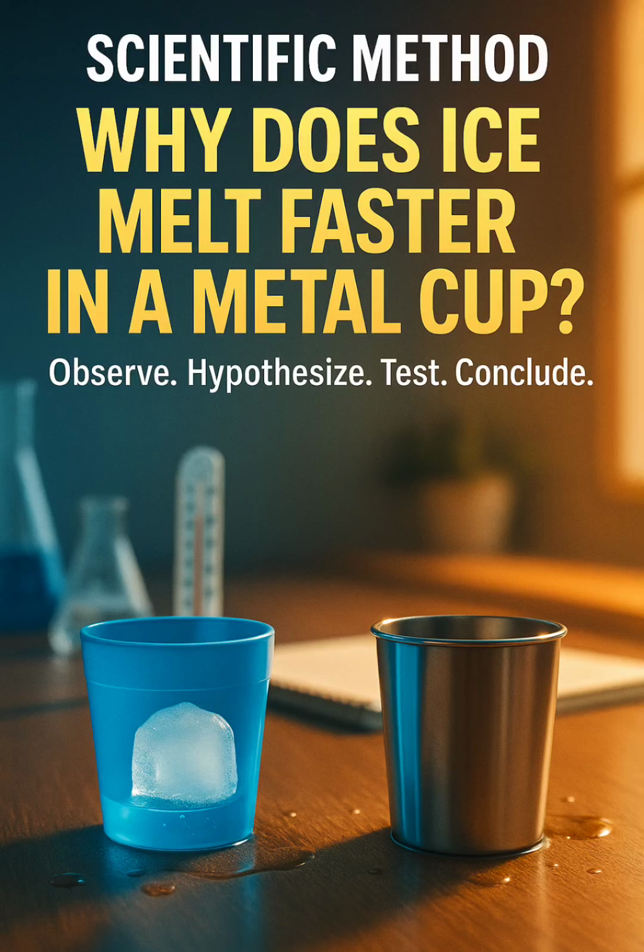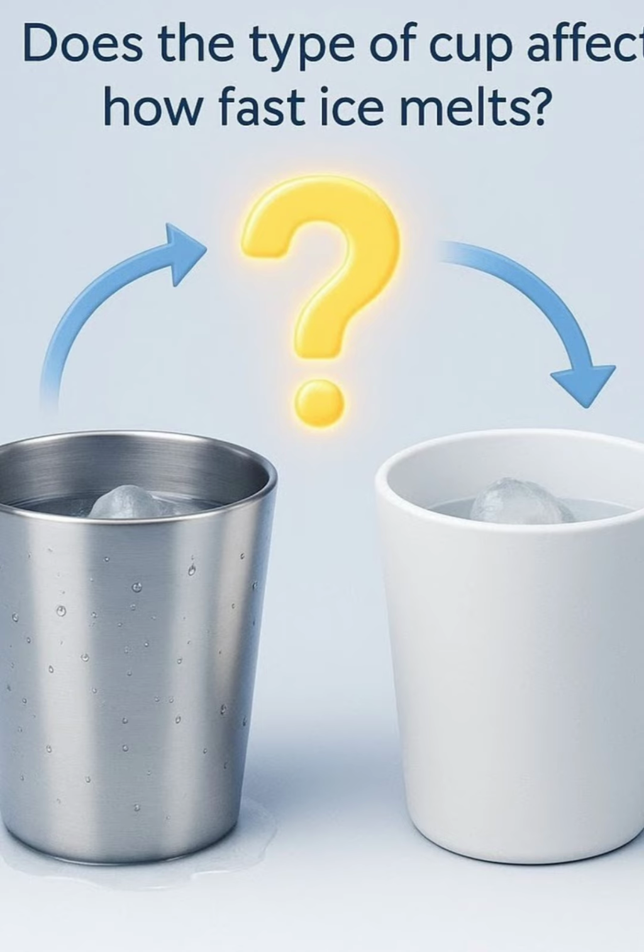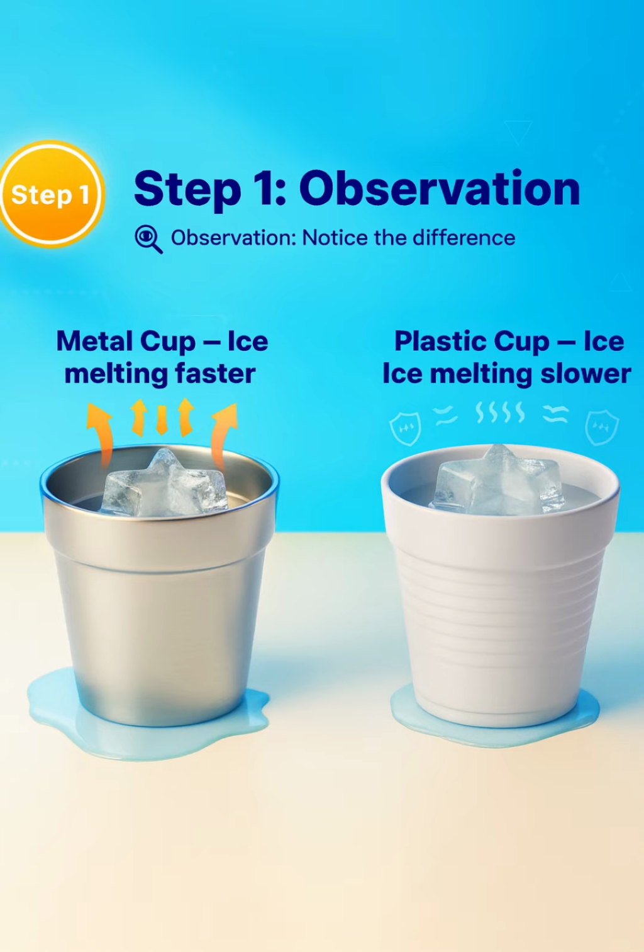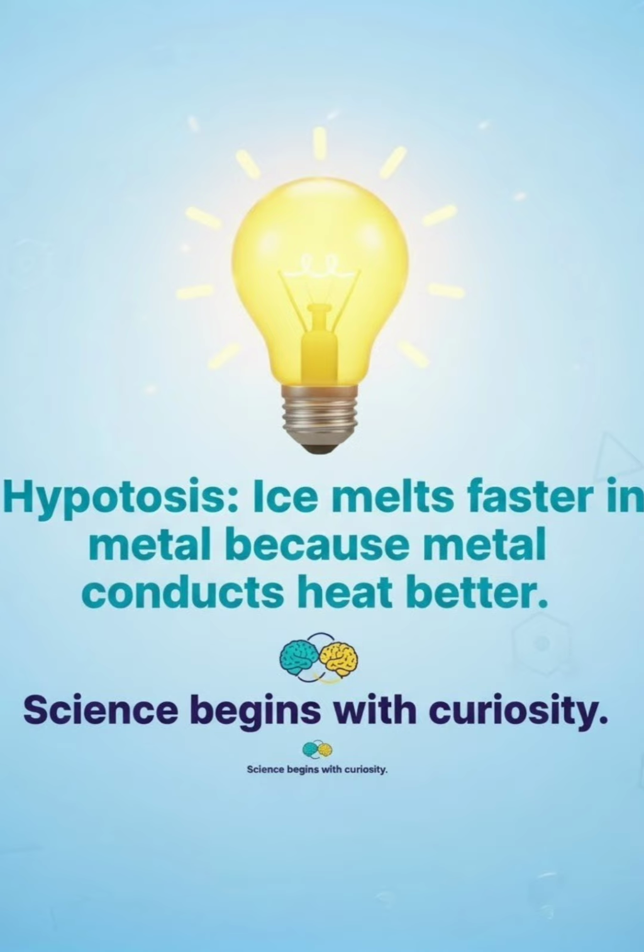Today we'll explore something simple yet scientific. Why does ice melt faster in some cups? Imagine placing two ice cubes, one in a metal cup and one in a plastic cup. After a few minutes, you notice that the ice in the metal cup melts much faster. That's where science begins, with curiosity.